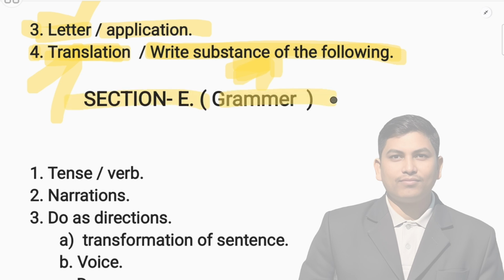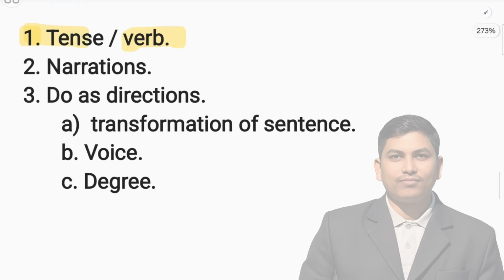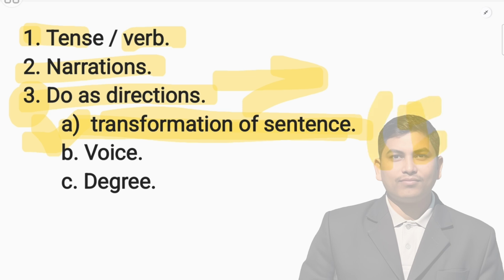And Section E, the grammar portion. The grammar will be tense, verb, narration, do as directed. And look at this question, transformation of sentences. That means 1 sentence will be given there and you have to write as per the direction. That means if the question says transformation, turn into negative, turn into interrogative, or turn into affirmative. These types of questions will be there.